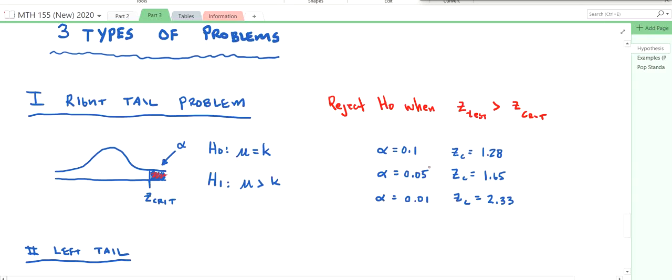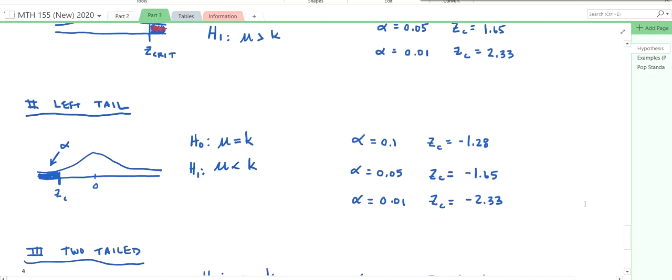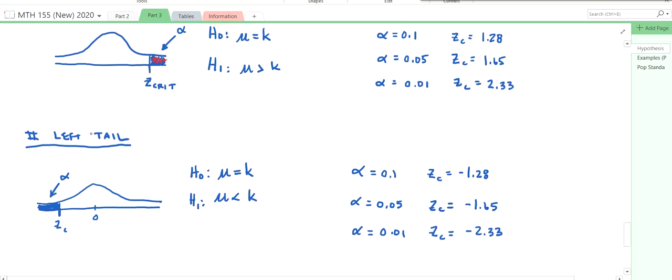The second type of test we call a left tail test. This is the opposite situation of the above. In this case, your null hypothesis is still the same: the mean value equals some constant value. But now your alternate hypothesis is that the mean is less than this value k. So the critical region we look at is over here on the left, and it could be the same alpha value, depending on the level of significance and how accurate you want to be in your analysis.